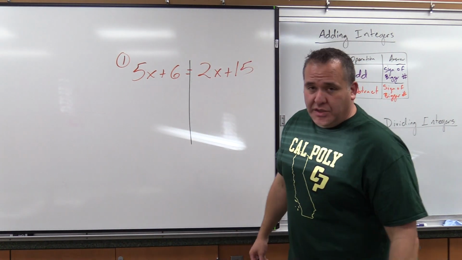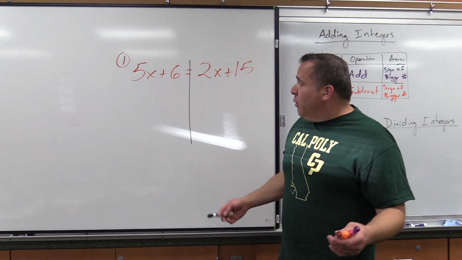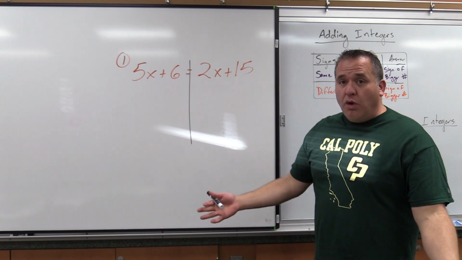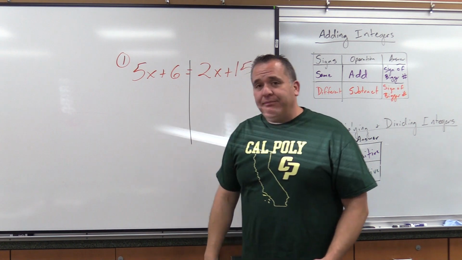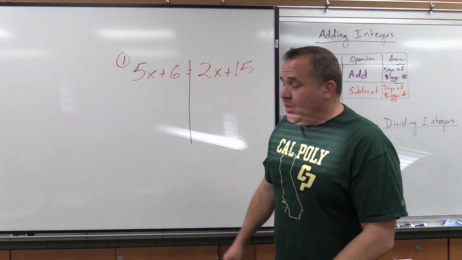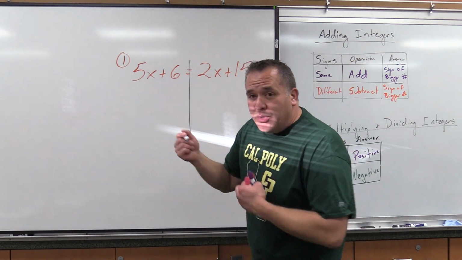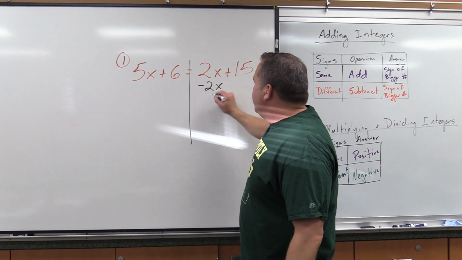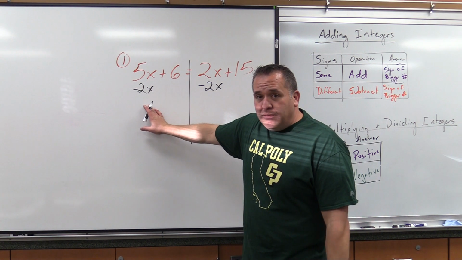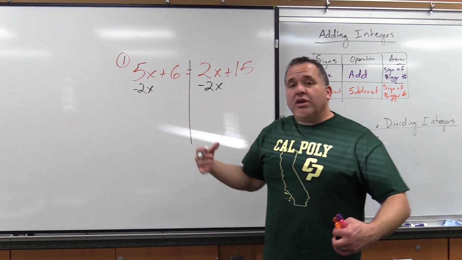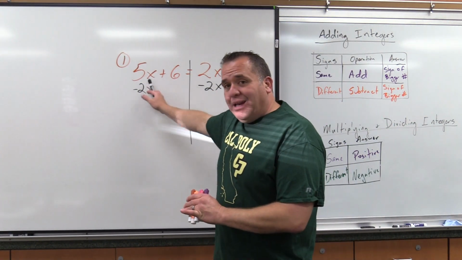But why not make it easier? So what I like to do is look for the smaller x. What's smaller, 5x or 2x? 2x. So how am I going to get rid of this 2x on the right side of the equation and move it to the left side? By adding the opposite. What is the opposite of a positive 2x? Negative 2x. So I'm going to add negative 2x here and negative 2x here. Notice, when I brought it to the other side of the equation, I lined the x's up because you can only add like terms.